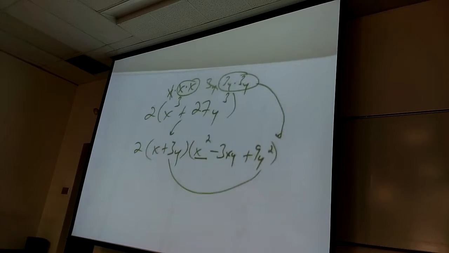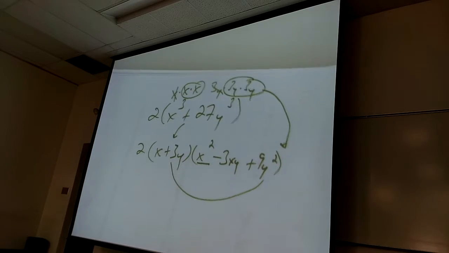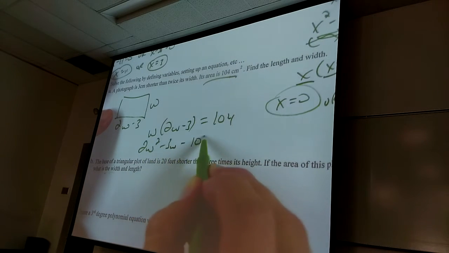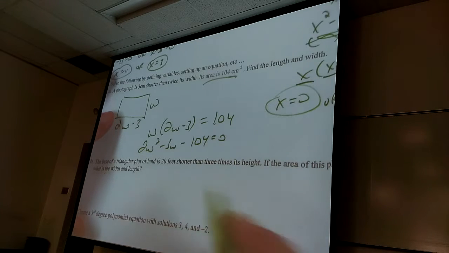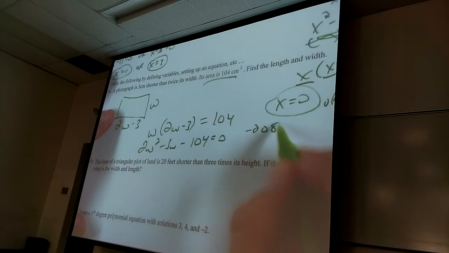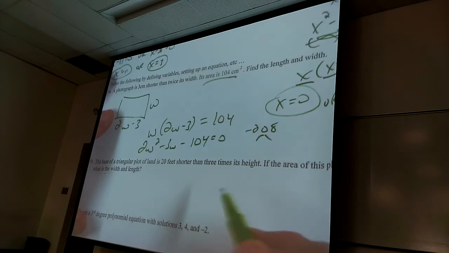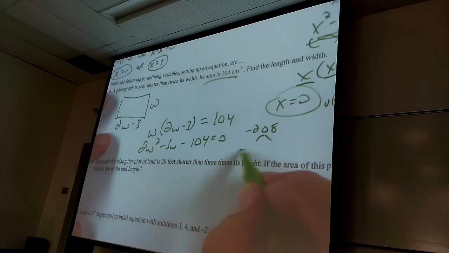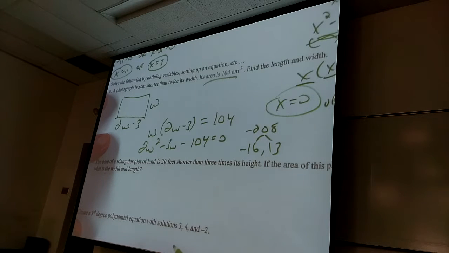Okay, so obviously I don't know how to do number 3 because it's not working out. So you get 2w squared minus 3w, and then you subtract the 104. Now you're trying to find factors of what number? Negative 208. It's going to be negative 16 and 13, right? Could be. Negative 16 and 13 sounds about right. Hold on.